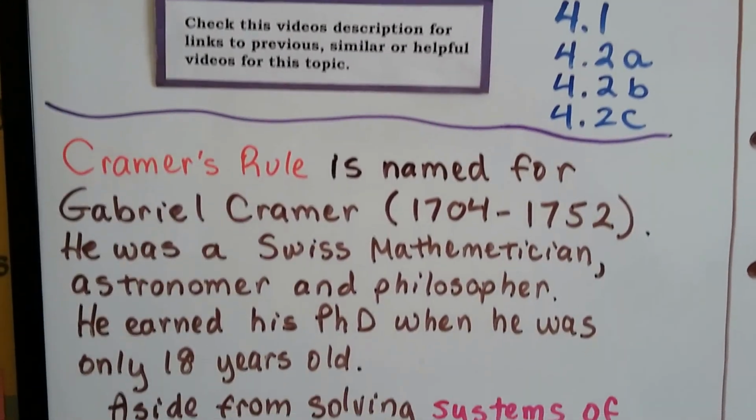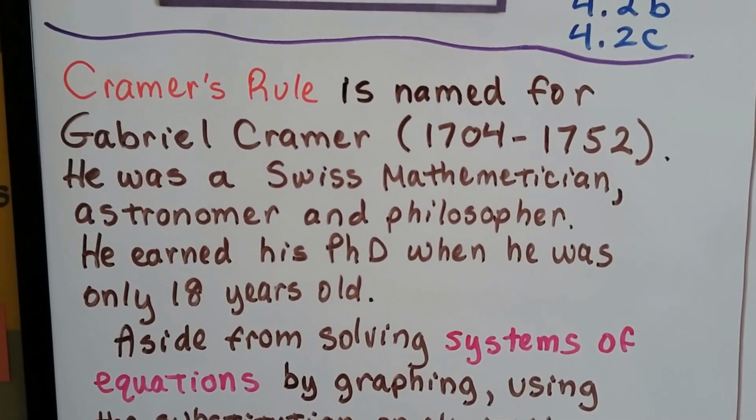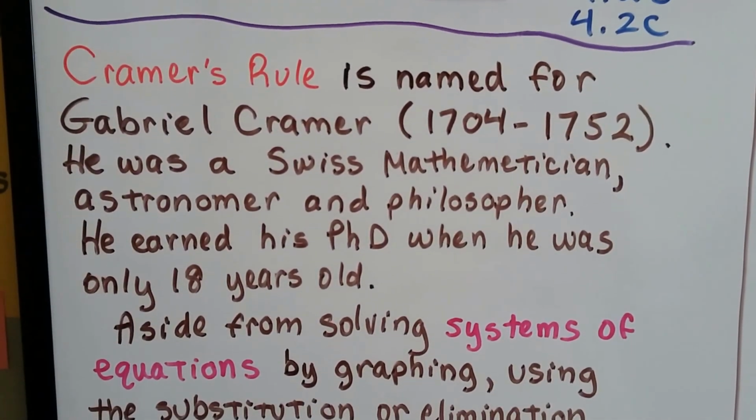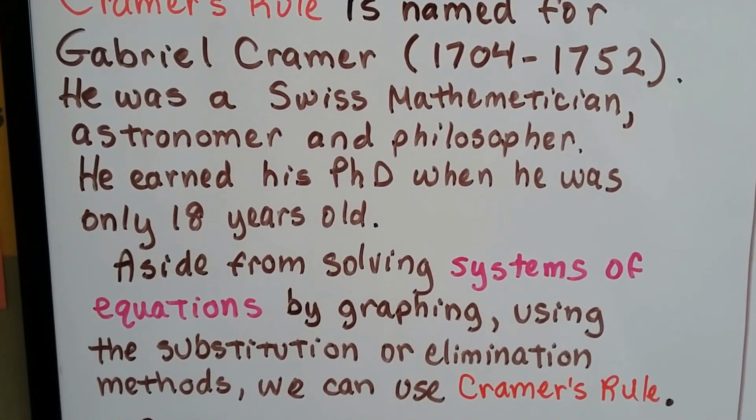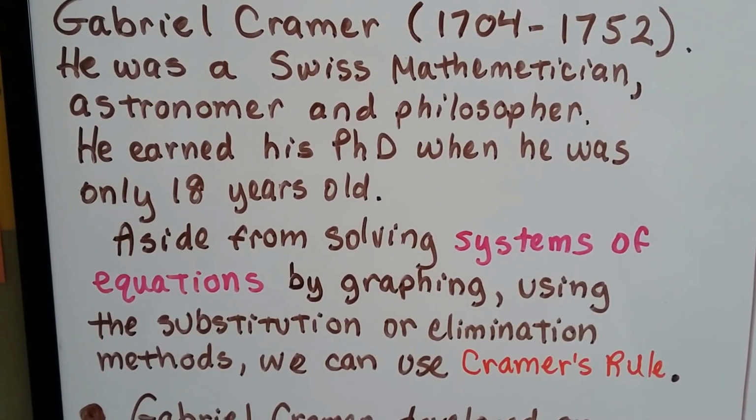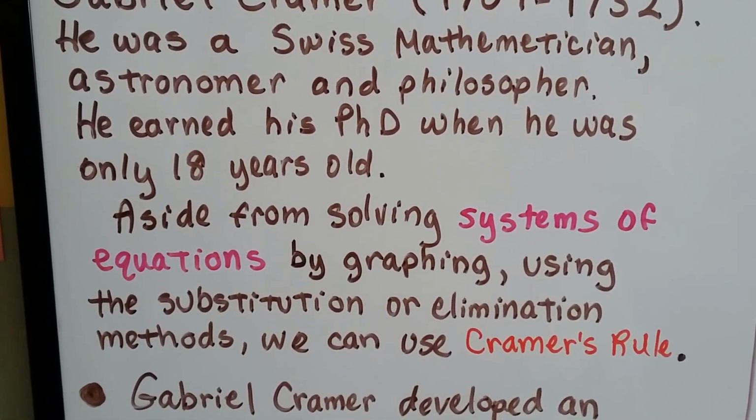Cramer's rule is named for Gabriel Cramer. He lived from 1704 to 1752. That's kind of young. He was only 48 when he passed away. He was a Swiss mathematician, astronomer, and philosopher, and he earned his PhD when he was only 18 years old. He was a child prodigy.